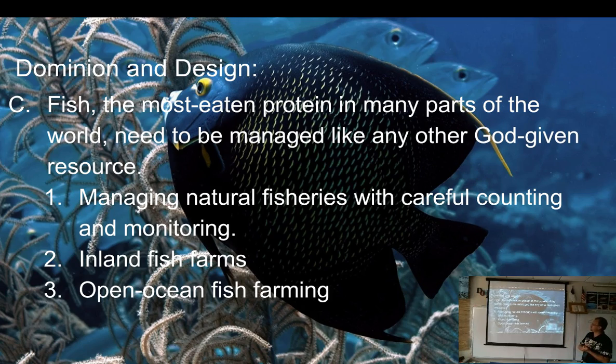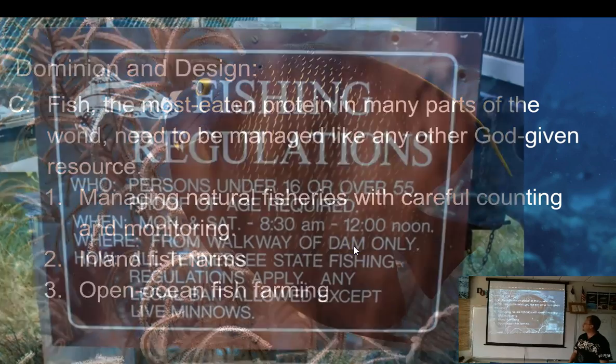One is to manage natural fisheries with careful counting and monitoring to make sure that we don't fish too many of that thing. Hawaii needs to get a lot better at that than what it is right now. People are overfishing all over the place around here. The other thing we can do is grow fish in farms. And some people grow fish in inland farms, and I'll show you some pictures of that. And then there's open ocean fish farming, which is pretty awesome. And I think that's totally the way to go. I'll show you some pictures of this.